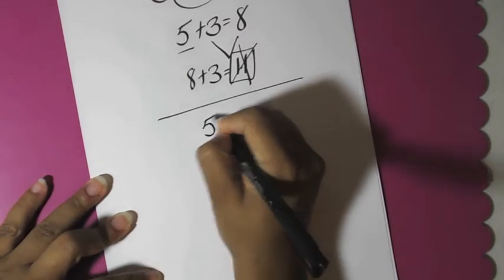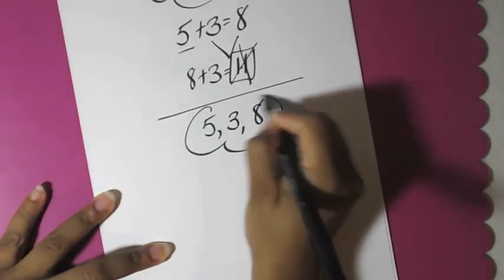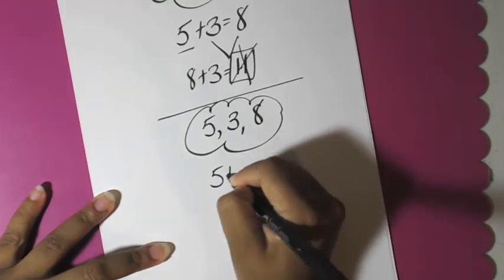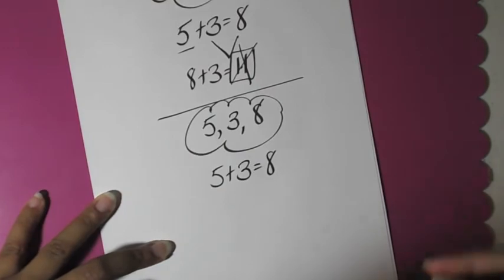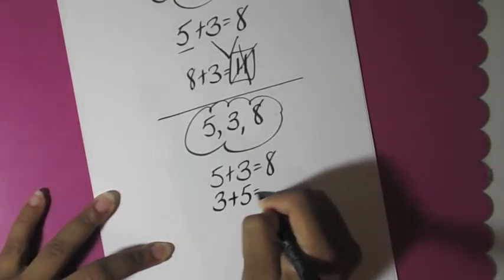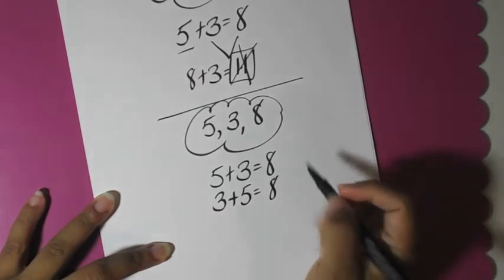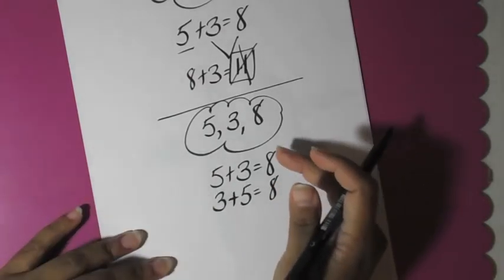5, 3, and 8. So 5 plus 3 equals 8. And then we're going to do the flip-flop or the reverse, and we're going to say 3 plus 5 equals 8. Remember, fact families are both addition and subtraction.